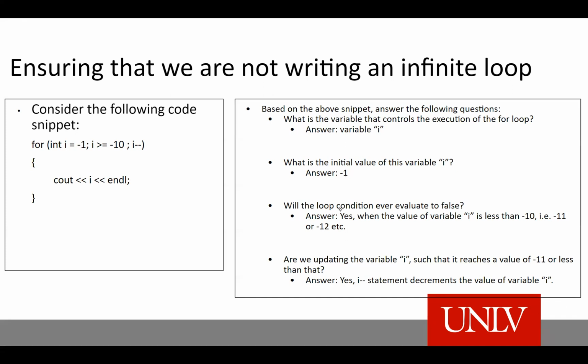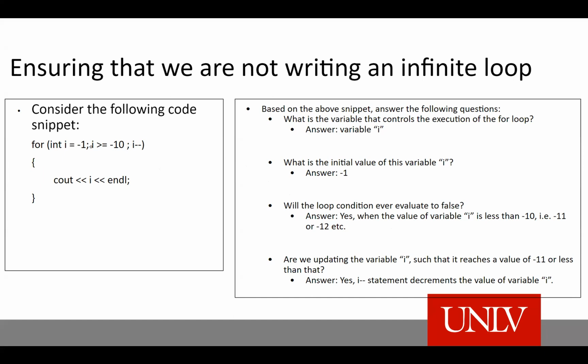And when will I stop? The for loop will stop executing if the value of i is less than or equal to -11. So whenever it is -11 or less than that, the for loop execution will come to a halt. So that's when we are going to stop. This is where we are starting and this is where we are going to stop.